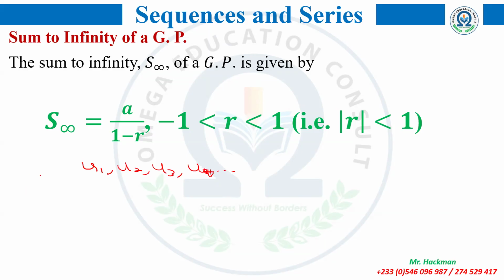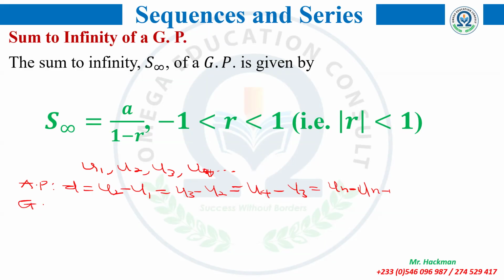In terms of an AP, we said you are supposed to get a common difference, D, and D will be equal to U sub 2 minus U sub 1, which should be equal to U sub 3 minus U sub 2, which should be equal to U sub 4 minus U sub 3, and in general, U sub n minus U sub n minus 1. However, for a GP, we are not looking at difference, we are looking at ratio.